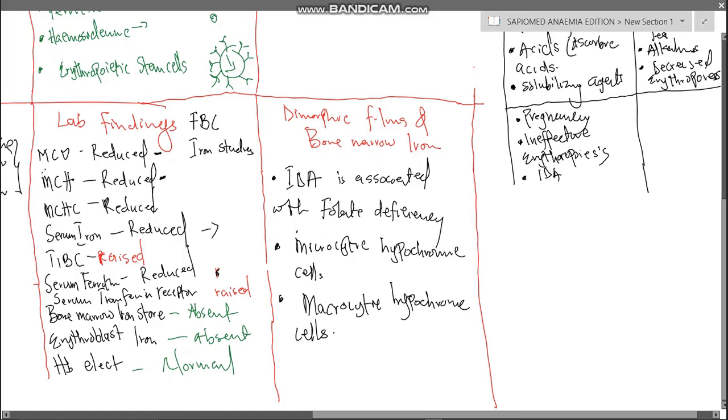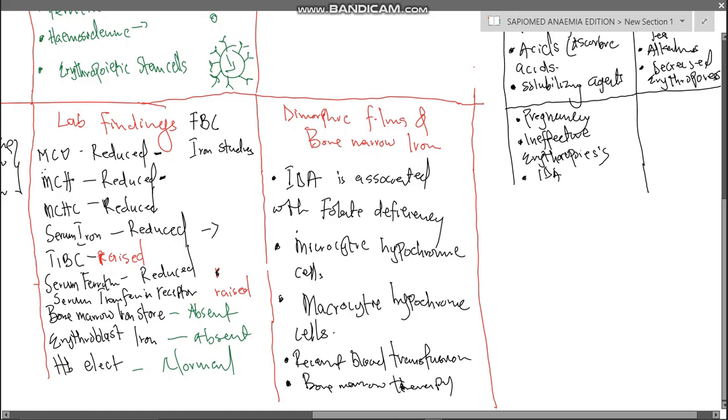So the conditions that are available for us to see a dimorphic film are: we can talk about recent blood transfusion, then we can talk of recent bone marrow therapy.